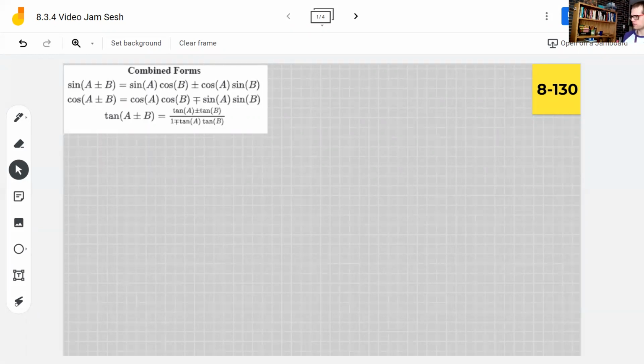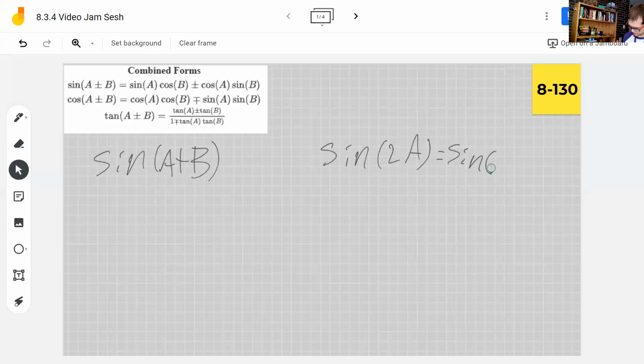All right, so the double angle identity for sine is derived directly from the angle sum identity for sine of A plus B. That's the one we're going to use. So we're going to rewrite sine of 2A so we can use the angle sum identity to expand it out. Well, sine of 2A is equal to sine of A plus A, right? So what we can do is use our angle sum identity for sine to work this out.